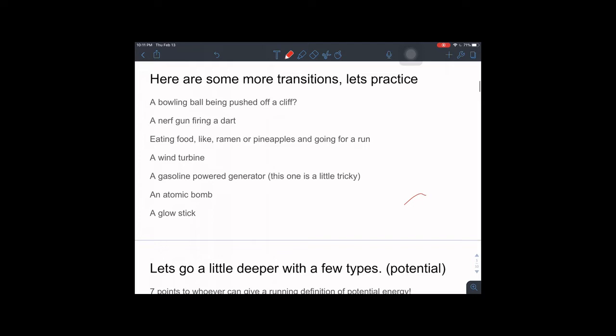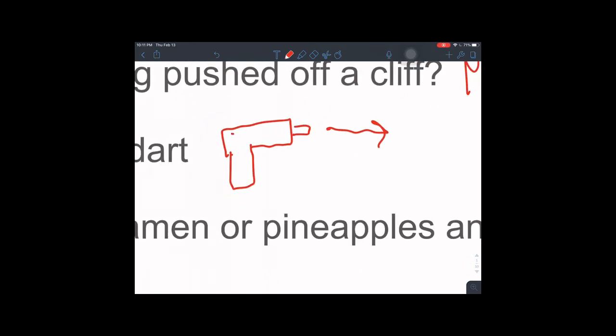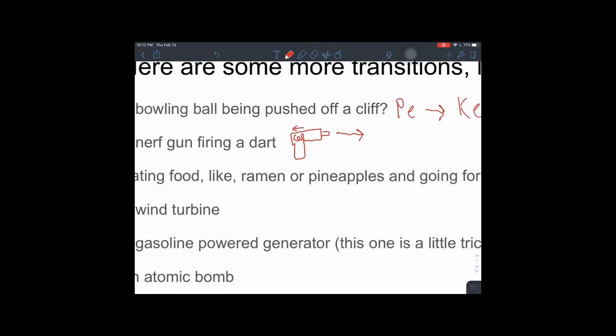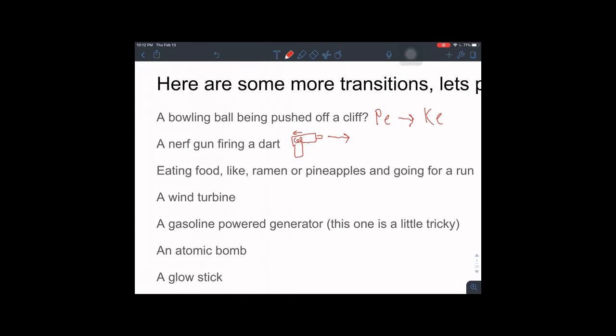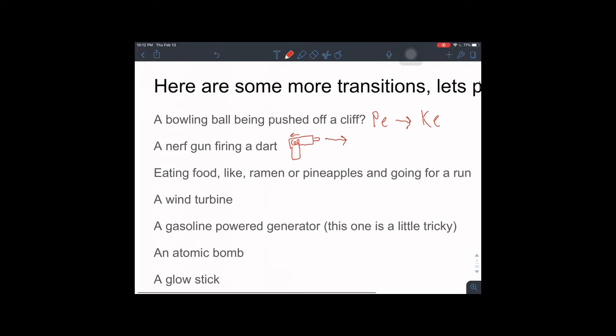A few more transitions just to talk about. A bowling ball being pushed off of a cliff, again, that's just what we talked about. That is potential energy becoming kinetic energy. A Nerf gun firing a dart, well, we can picture a little Nerf gun firing a dart this way. Nerf guns have little springs in them that, as you cock the part on the top back, compresses the spring, so you have a spring potential energy that when you pull the trigger releases, turning into kinetic energy of the dart being fired.